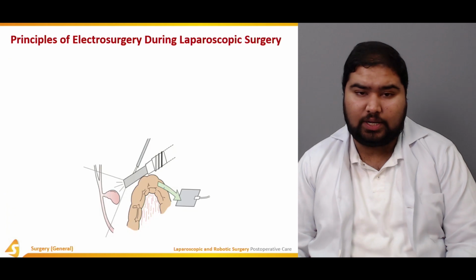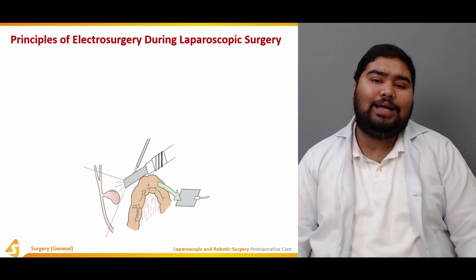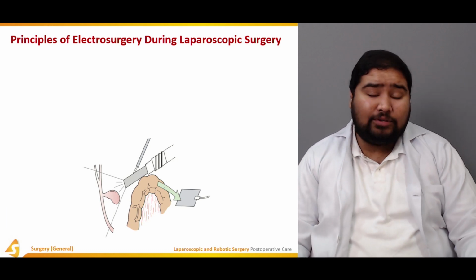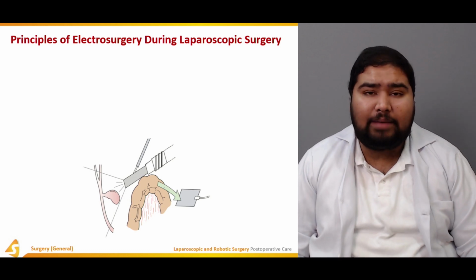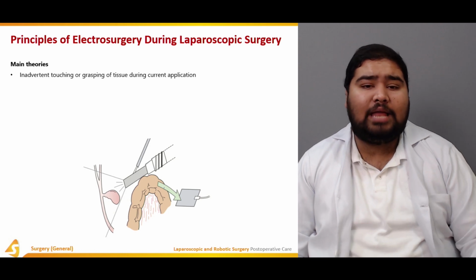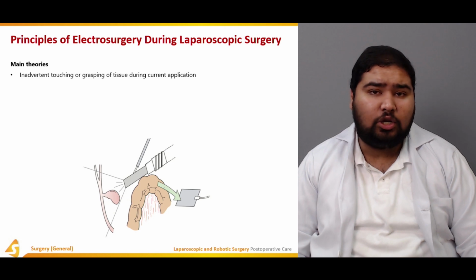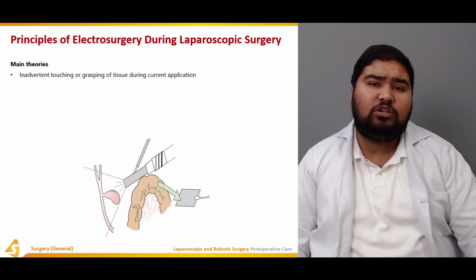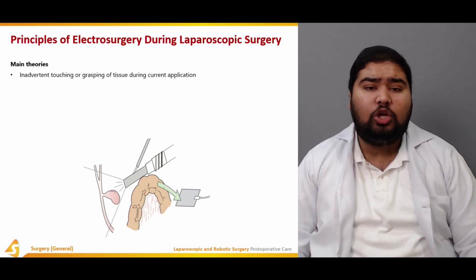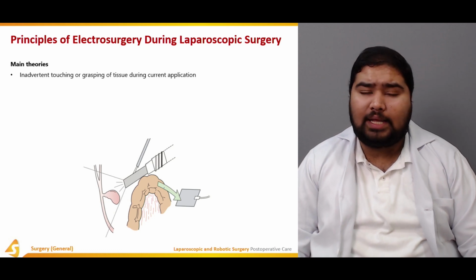and then we'll see the further developments in minimally invasive surgeries. So, what are the principles of electrosurgery during laparoscopic procedures? During laparoscopic procedures, electrosurgery can actually be quite damaging to the patient. So, let's see how that can occur. There can be touching or grasping of tissue during current application. So, you were trying to electrocauterize a certain thing, and there was some touching to an unwanted tissue, so they can cause damage.